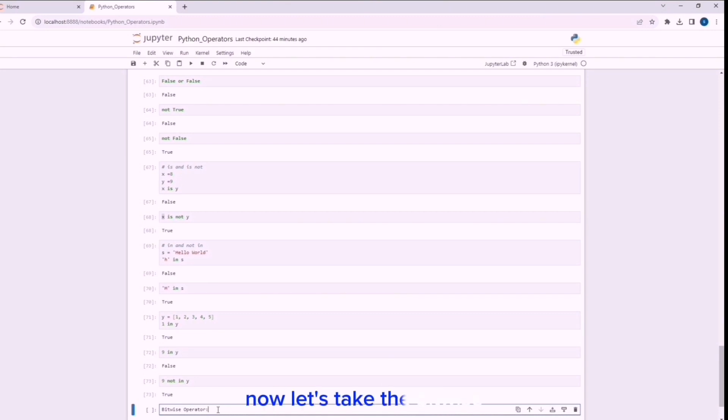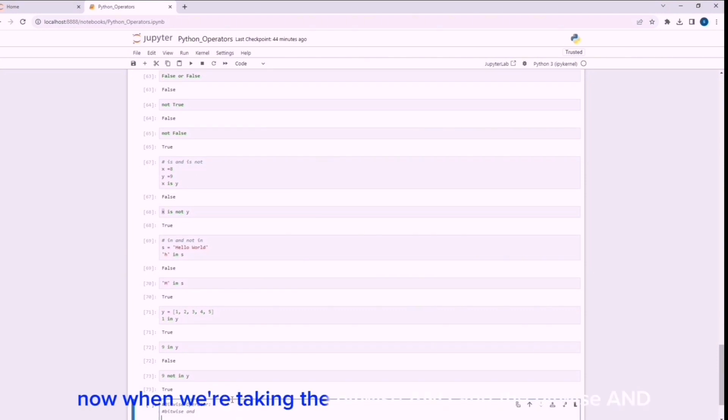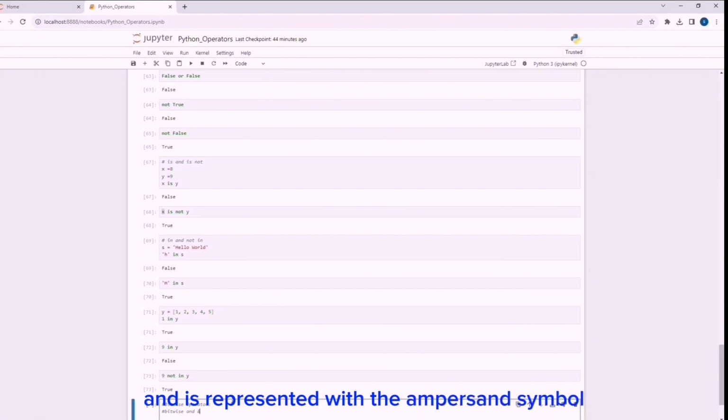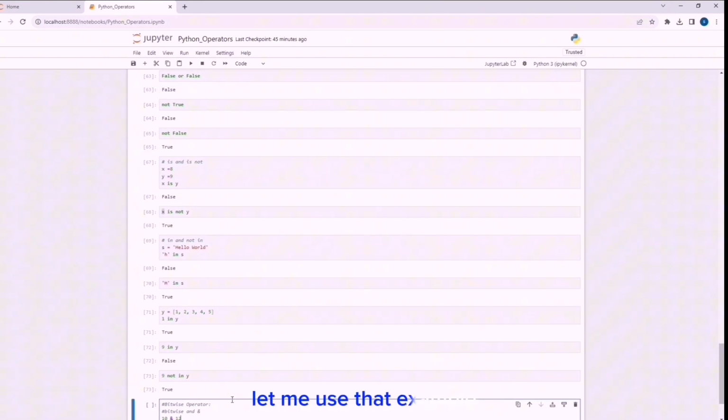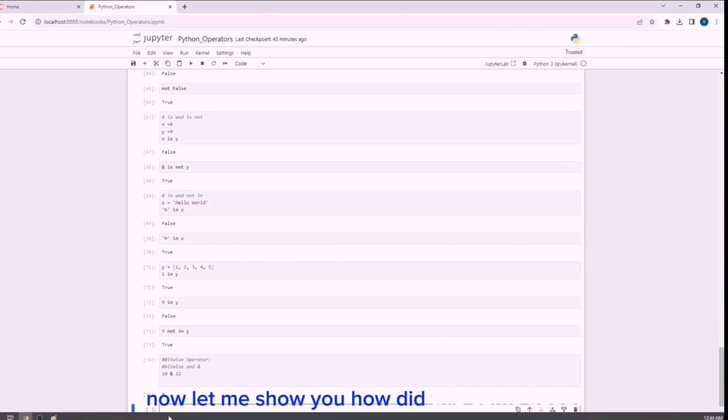Now let's take the bitwise AND. Please, these are supposed to be in comments. Let's take this one. The bitwise AND is represented with the ampersand symbol. That means if I have 10 and 12, let me use that example, I'm going to have 8 in decimal, base 10. Now, let me show you how this came about.